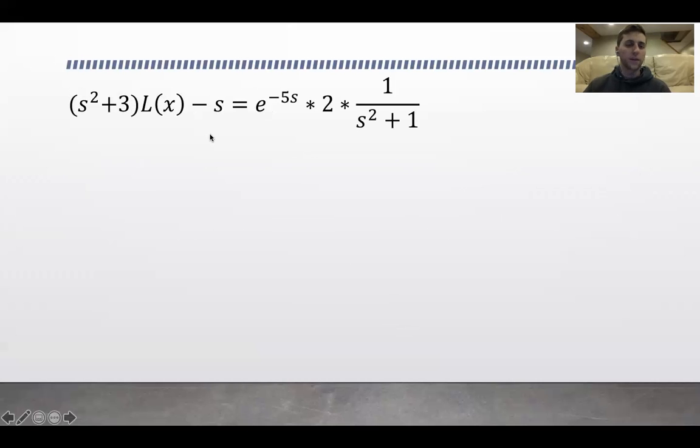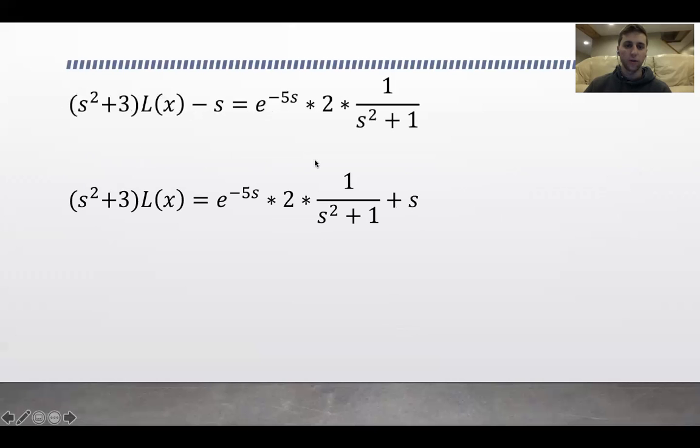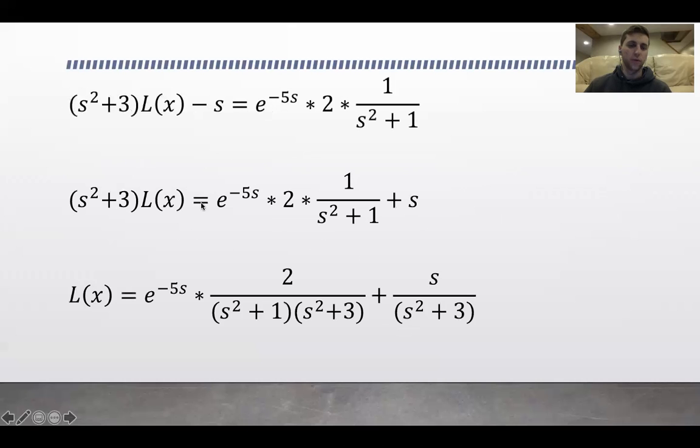And the next step is going to be solving for this L of x term. That's what we want to try and do, get this isolated on the left side alone. So we'll add the s over to the right side, and then we'll divide the entire thing by s squared plus 3. So now we have L of x isolated, and on the right side we have e to the negative 5s times 2 over s squared plus 1 times s squared plus 3, plus s over s squared plus 3.